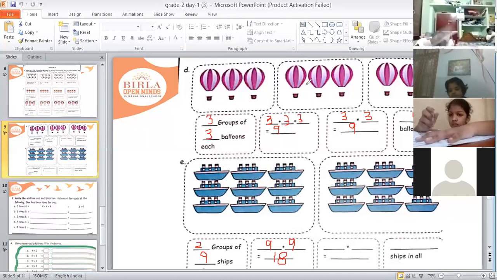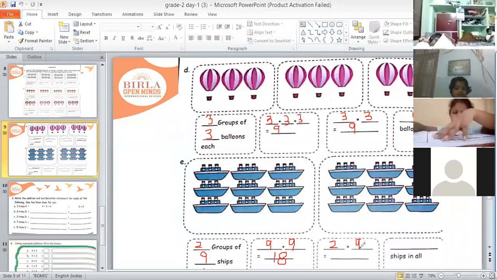Ashrita. Yes, ma'am. Ashrita, so now tell me, how many groups are there? 2. So we will write here 2 in the multiplication sentence first. After this multiply sign, what will we write here? 9. Very good. Since there are 9 ships in each group, we will write it as 2 nines are 18. So after equal to sign, we will write here 18.